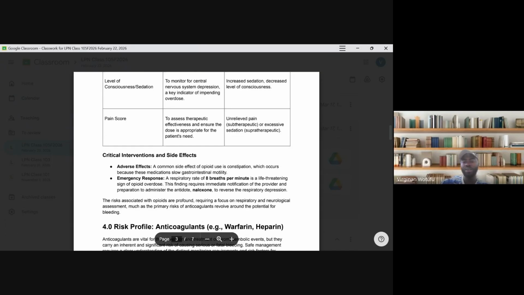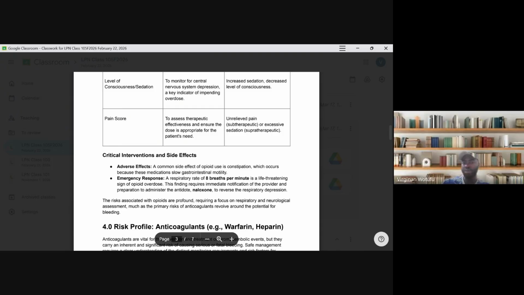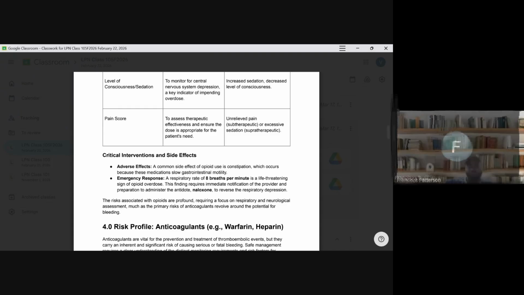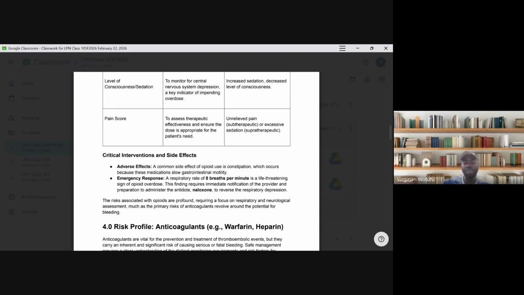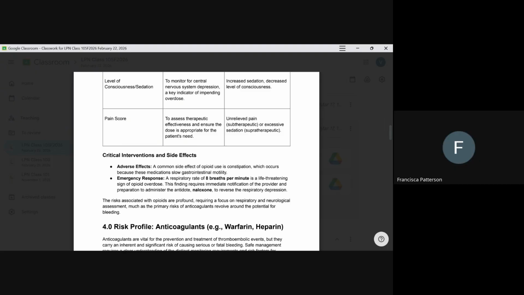And in emergency situations, like when you notice respiratory depression with a respiratory rate of 8 and below per minute, you know it's a life-threatening situation and requires prompt intervention. So what do you do? You notify the provider, right? Then you pray for administration of the antidote, which is naloxone.